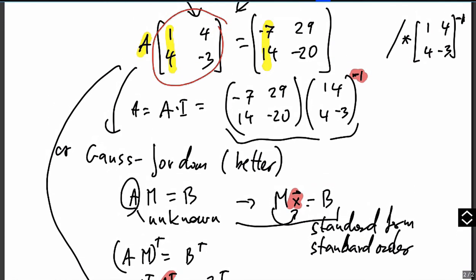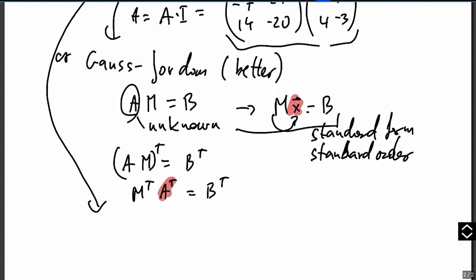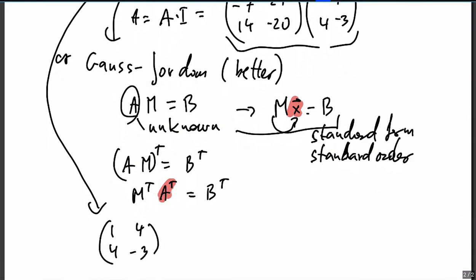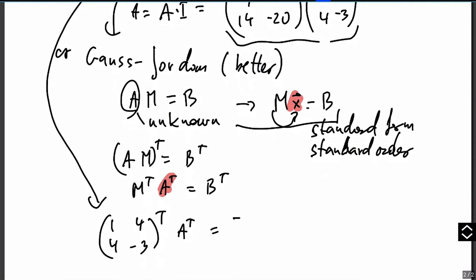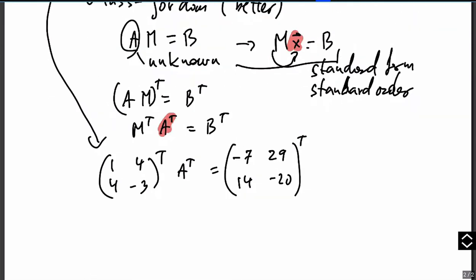So what we do is we transpose and change the order. 1, 4, 4, minus 3 transpose, and then the right hand side is a matrix, not a vector. Then if I transpose this, 1, 4, 4, minus 3 is actually a symmetric matrix, so it's the same as the original matrix. The right hand side one is not symmetric, so when you transpose you have to change the order of these 1, 2, 2, 1 entries.